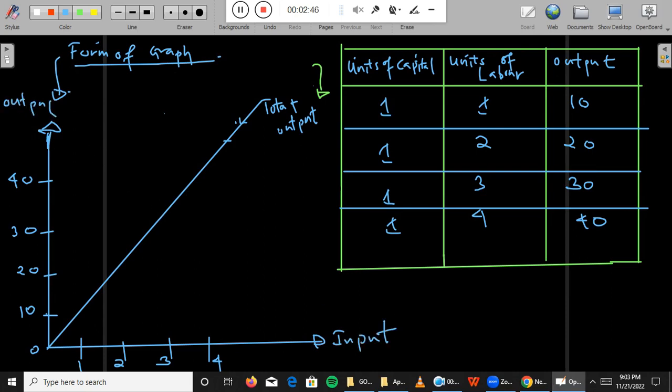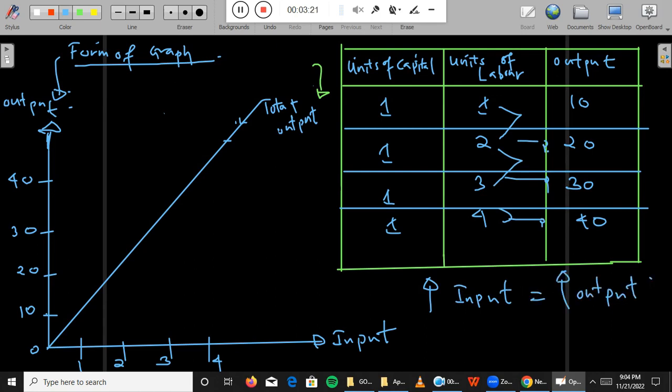Here is where you can present the graph. We sketch the units of labor, the input factor of production, against the units of output. Our graph looks like a positive relationship, which means it is going upward. So when input increases, output increases. For example, if the input is 1, the output is 10. If the input is 2, the output is 20. And if the input increases to 3, the output is 30. So the way you increase input is the way you increase the output level.